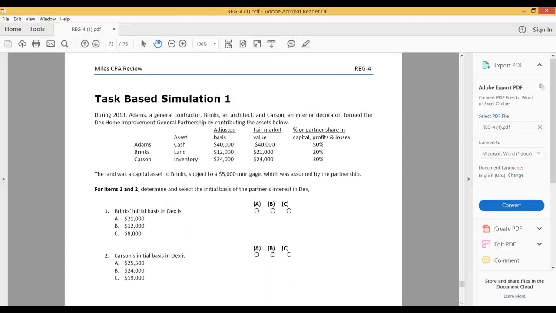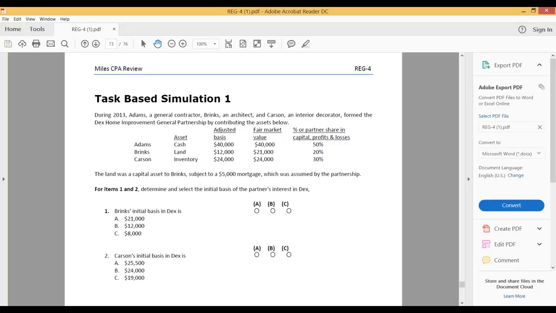Okay. So during 2013, Adams, a general contractor, Brinks, an architect, and Carson, an interior decorator, formed the Dex Home Improvement General Partnership by contributing the assets below. So Adams gives cash, Brinks gives land, which had a basis of $12,000 and fair market value of $21,000, and Carson gives inventory, which is $24,000. The land was a capital asset to Brinks, subject to a $5,000 mortgage, which was assumed by the partnership. So for items 1 and 2, determine and select the initial basis of the partner's interest in Dex.